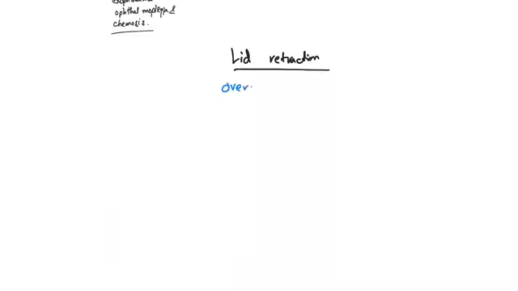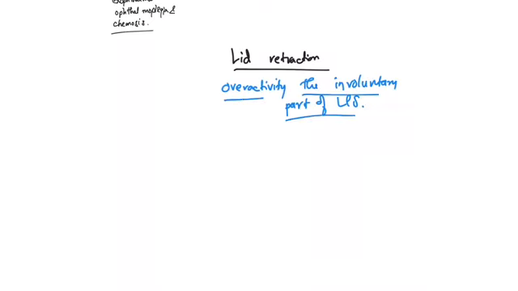Now, lid retraction. Lid retraction occurs due to overactivity of the involuntary part of levator palpebrae superioris, and therefore the upper eyelid appears higher than the lower eyelid.